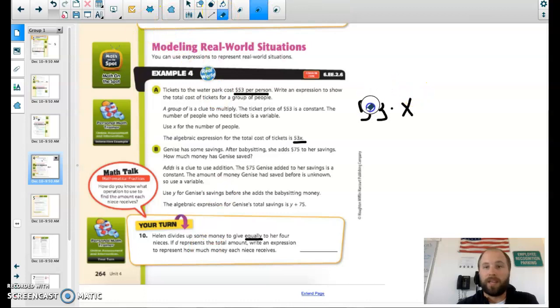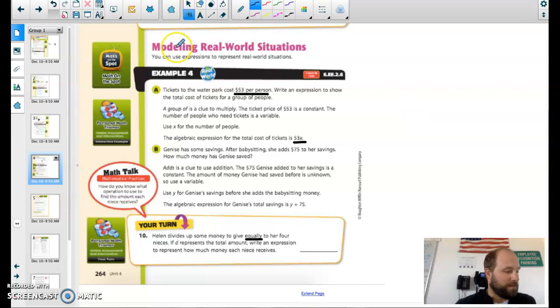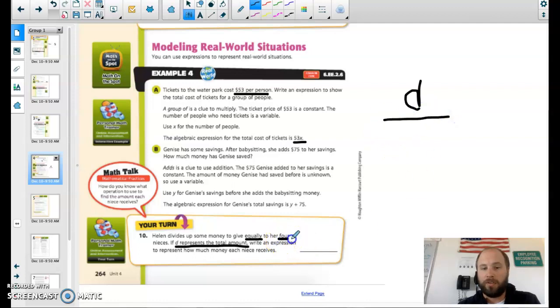All right, so breaking things up into equal groups. Man, that sounds like division to me. Okay, so what's being cut up here? Do we know how much is being cut up? We don't. It says D represents the total amount. So D is going to represent what's being cut up. Okay, do we know how many people she's cutting it up between? We sure do. Her 4 nieces. So this would be D divided by 4, or D over 4. Okay.